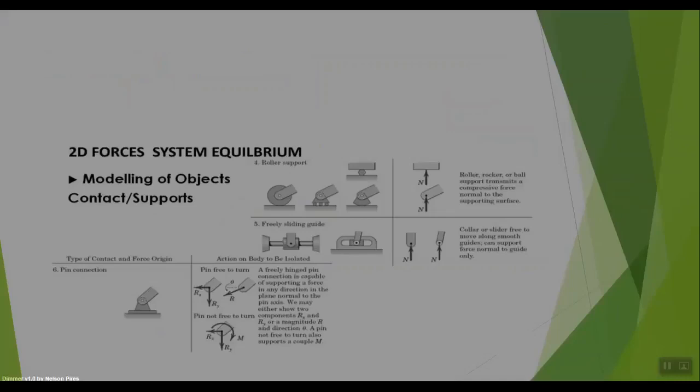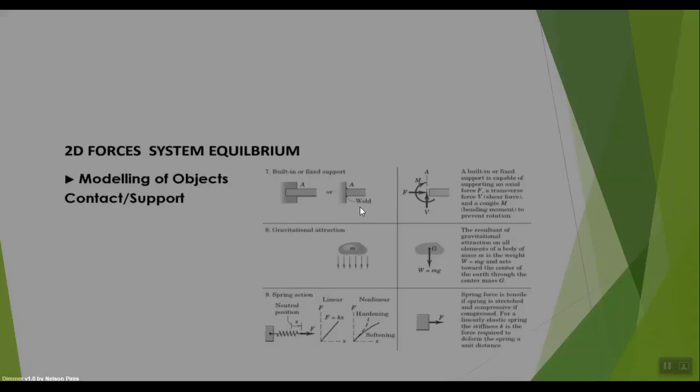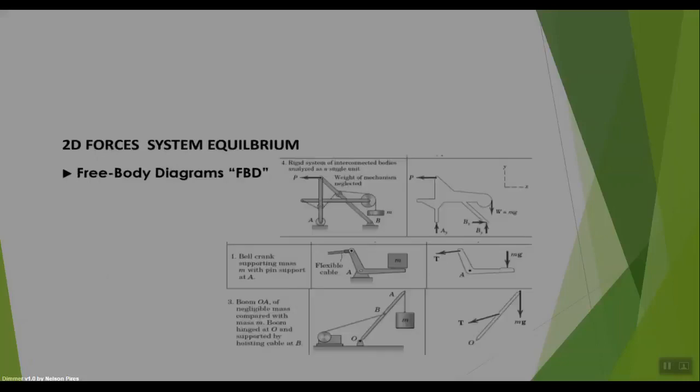In this slide we can see the different types of supports. We have the roller supports. All these roller supports, with the different shapes, contain only one force. The second one is the pin support, which has two forces acting on it. Also we have the fixed supports, which contain two forces plus the moment. The weight is equal to M multiplied by G.